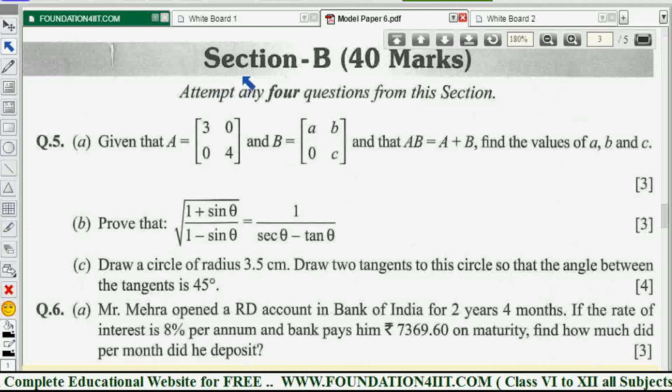So from this paper in section B, there are 7 questions. You should attempt any 4. So let's see each and every question now. In question number 5, the first one is from matrices. Given that A is 3, 0, 0, 4 and B is 2 by 2 order, A, B, 0, C. And the condition is A into B equals A plus B. With this condition, we should find the values A, B, C. Let us simplify LHS and RHS and equate the corresponding elements.